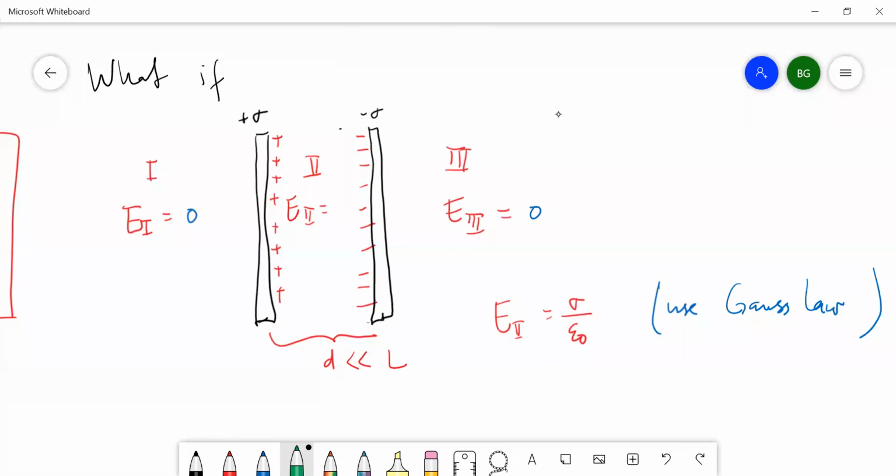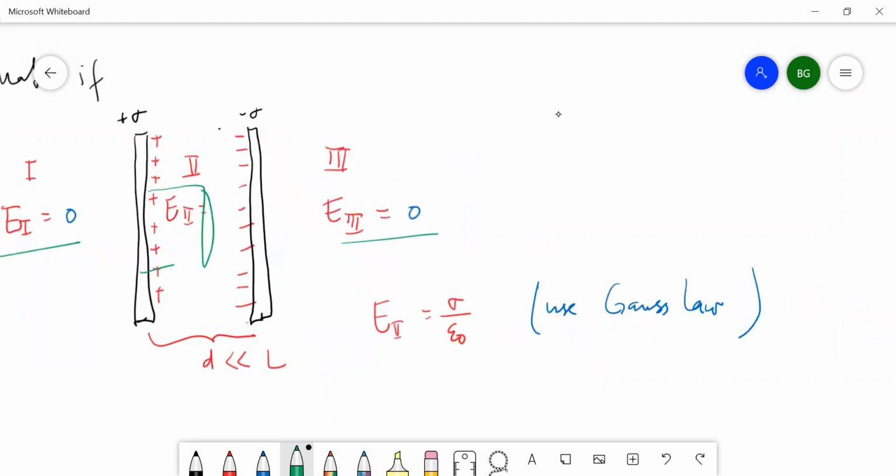But in this case, because this is 0 and this is 0, the Gauss surface is only inside the plate, between them, okay? So the Gauss law is only EA equals Q enclosed over epsilon 0. This is sigma A over epsilon 0. So we get this one.